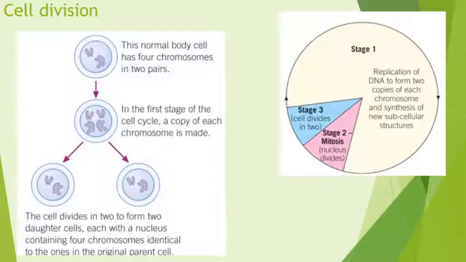Cell division. In body cells, chromosomes are found in pairs, and body cells divide through a series of stages called the cell cycle. During the cell cycle, the genetic material is doubled, then it divides into two identical nuclei in a process called mitosis.